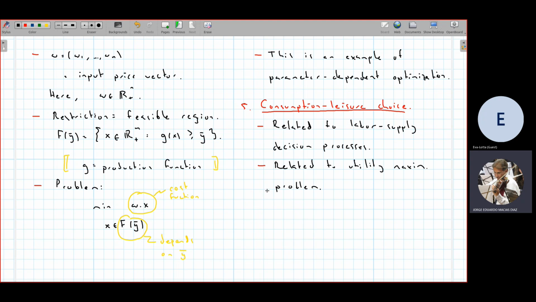Okay, so let's try to describe this problem. Well, in this problem, we are going to suppose that there is an individual, which we are going to call an agent. So there is an agent.